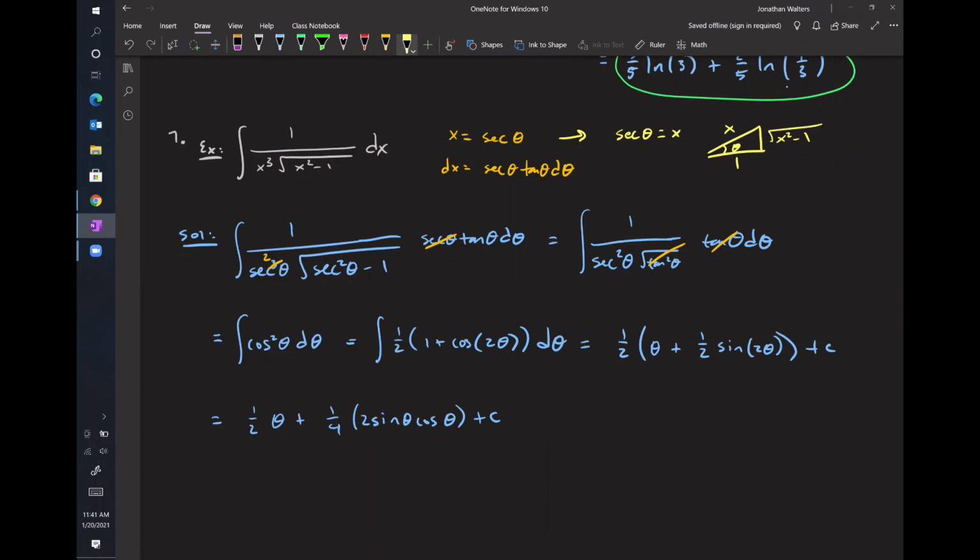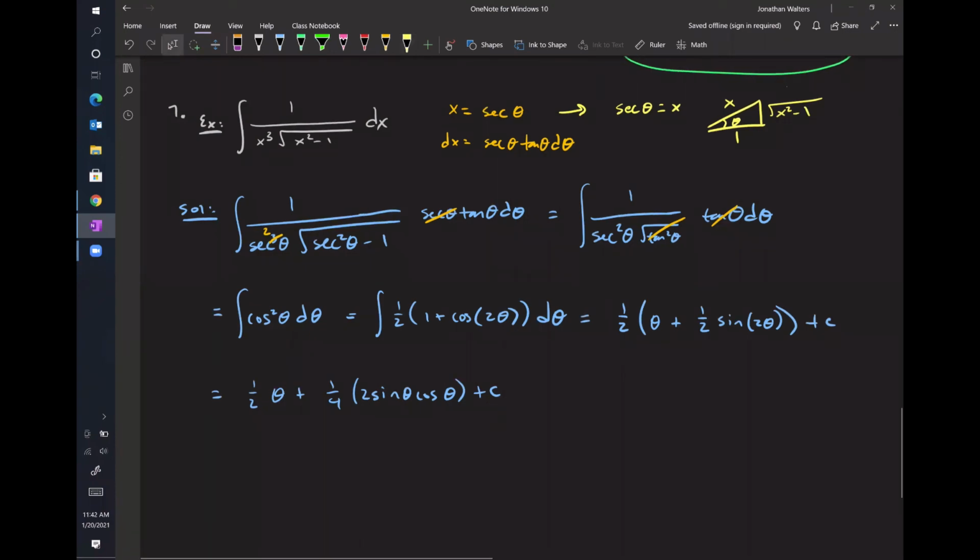I guess we could say theta is the arc secant of x. I don't like that too much. I'm going to say theta is the arc cosine of 1 over x. I'm going to write it like that. I like that better, personally. Neither one's wrong, but I'm going to write it that way.